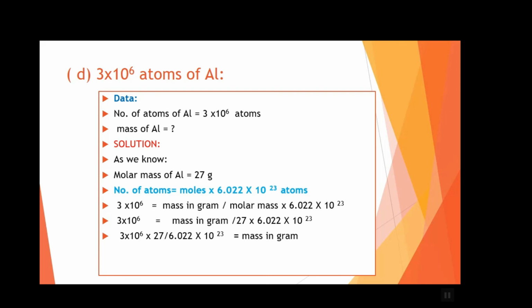And finally in this way we get the answer, that is equal to 1.34 exponent 16 gram of aluminum. Then we have 3 exponent 10 number of atoms of aluminum. Yes students, this is our answer. Yes, finally we have solved all the numericals regarding Avogadro's number, mass in gram, and number of moles.